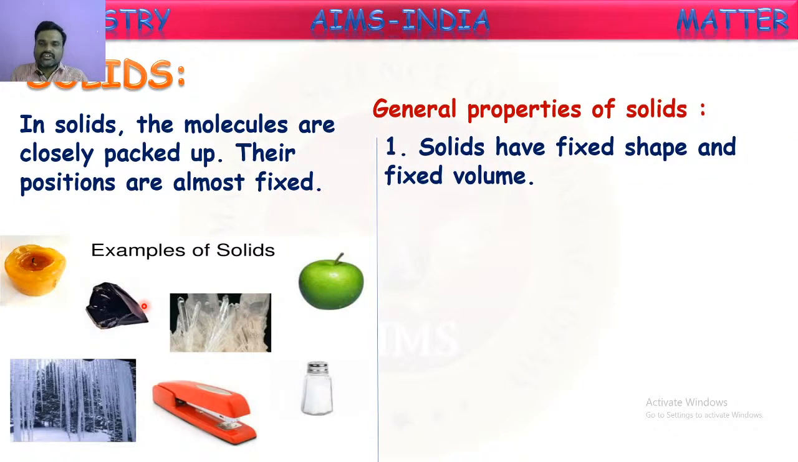First among them is solids have fixed shape and fixed volume. For example, if you say an apple, it has a fixed shape. It won't change its shape until and unless we apply some force on that. And all the remaining solids also have a fixed shape. And they have fixed volume also, always that way. So solids have fixed shape as well as fixed volume.